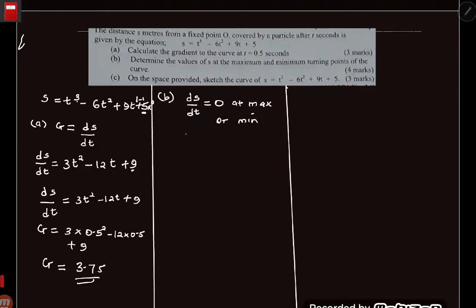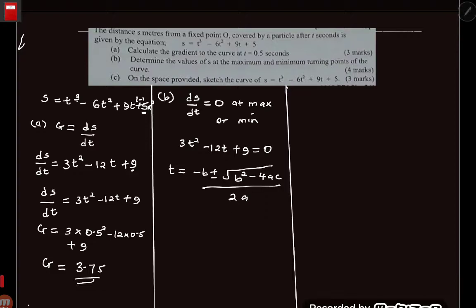Therefore, our ds dt, which was 3t squared minus 12t plus 9, we equate it to 0 at maximum or minimum point. Because it is a quadratic equation, we can say that t is equal to minus b plus or minus root of b squared minus 4ac over 2a. That is a quadratic formula.